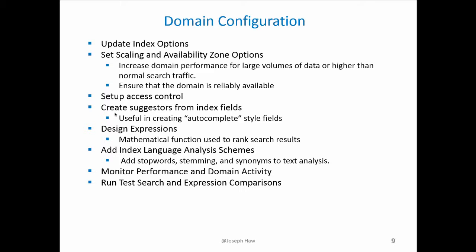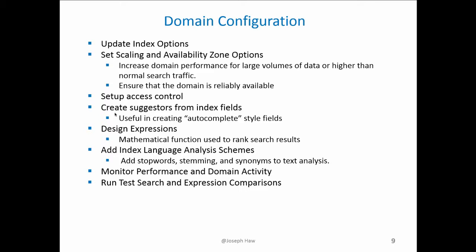We can set up scaling and availability zone options, so we can increase the domain performance for large volumes or higher than normal search traffic. And we can ensure that the domain is reliably available by having the CloudSearch domain run in multiple availability zones. So making some of these changes may increase or decrease the cost of running a particular domain.